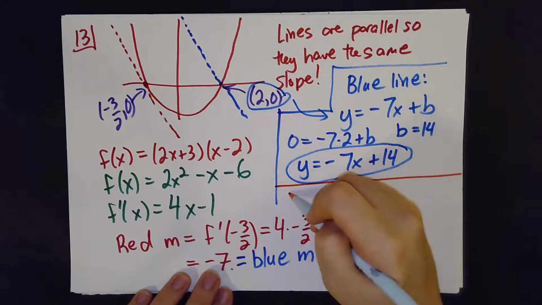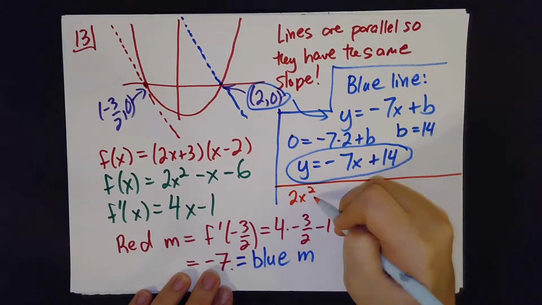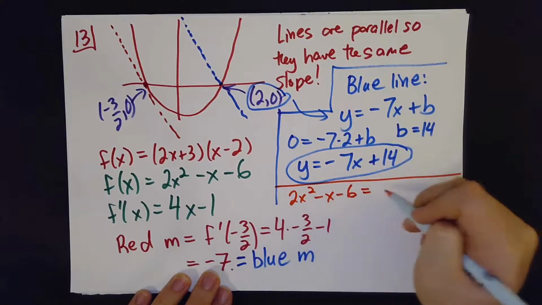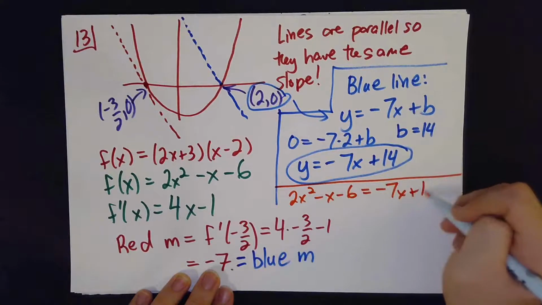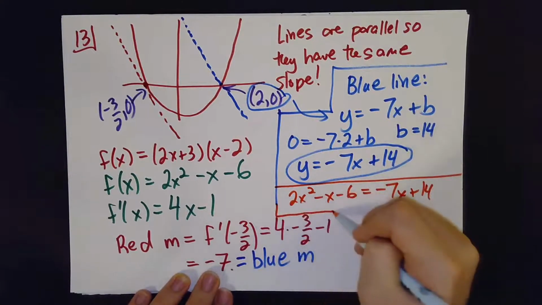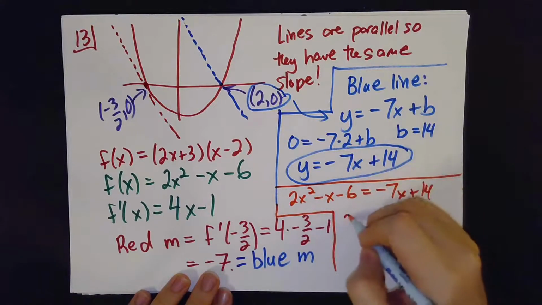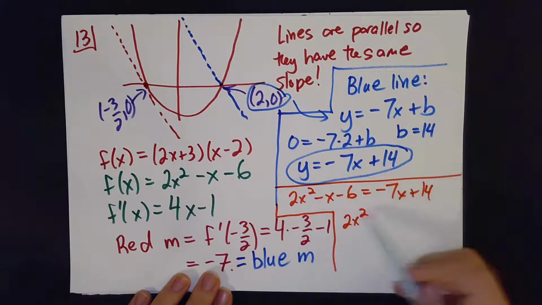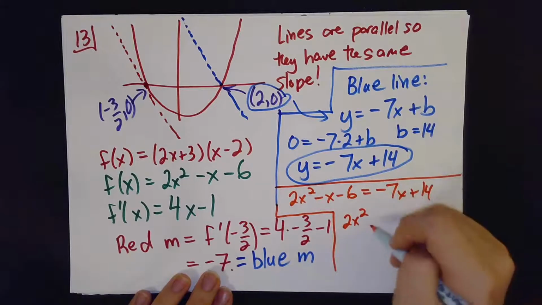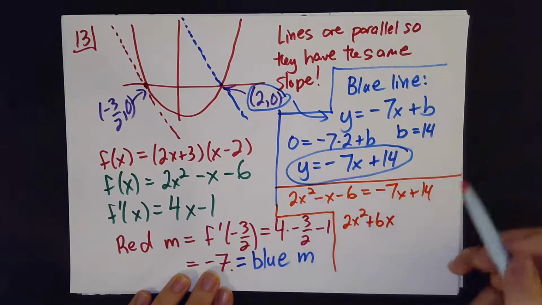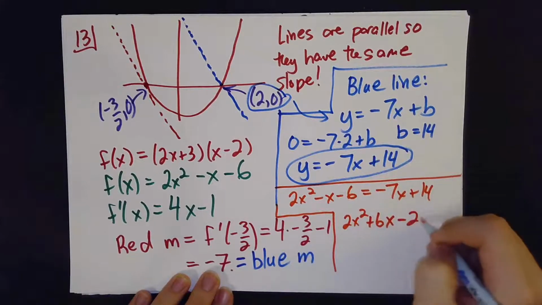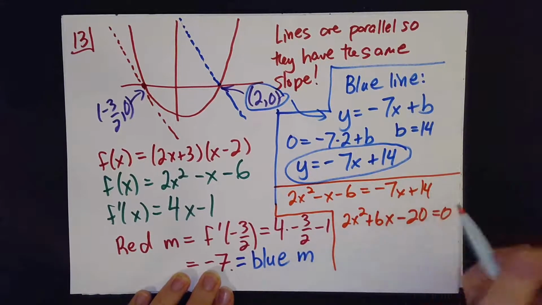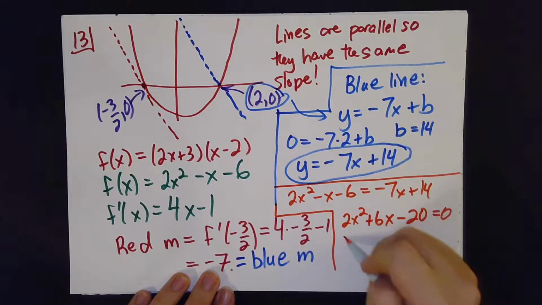So I solve 2x squared minus x minus 6 equals minus 7x plus 14, which should give me 2x squared. If I add 7x to both sides, I'll get plus 6x. Subtract 14 from both sides, I'll get minus 20. I can divide through by 2.